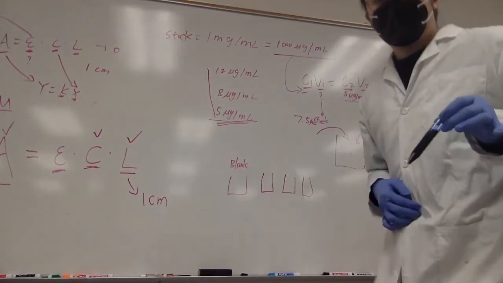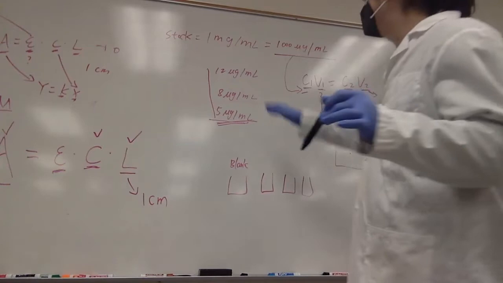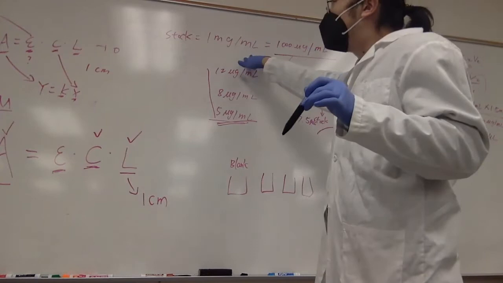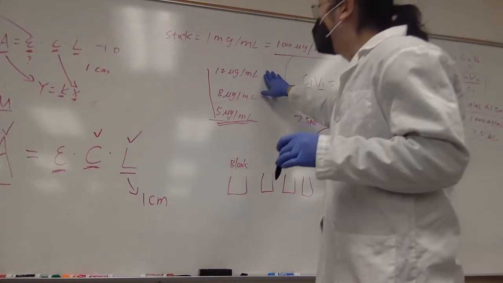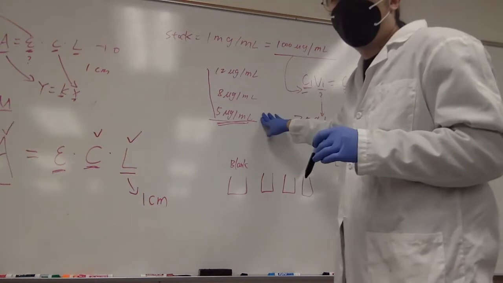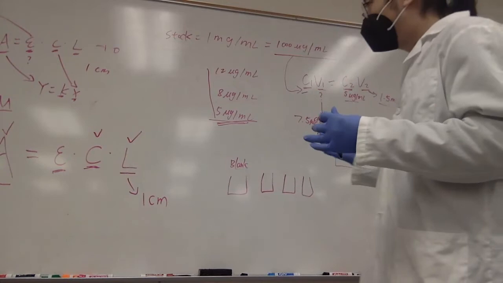So this stock solution in my hand, the concentration is 1 mg/mL. We are going to use this stock solution to make 3 different concentrations: 12 microgram/mL, 8 microgram/mL, and 5 microgram/mL. So the key concept here is how to make dilutions.